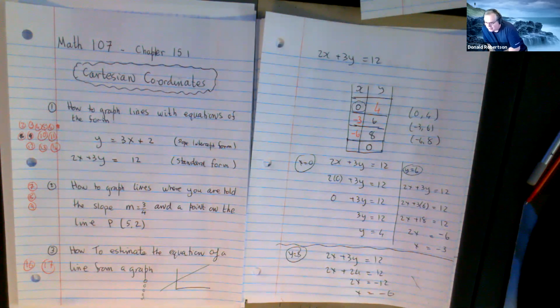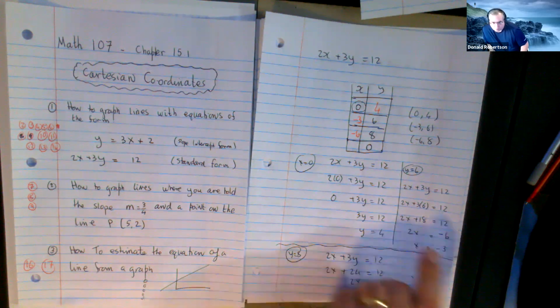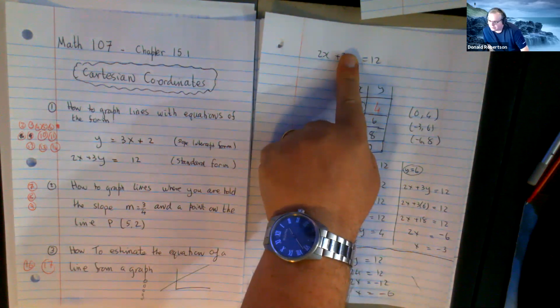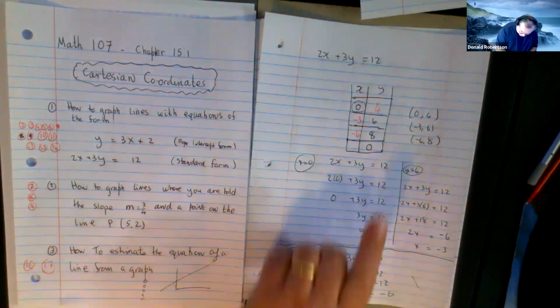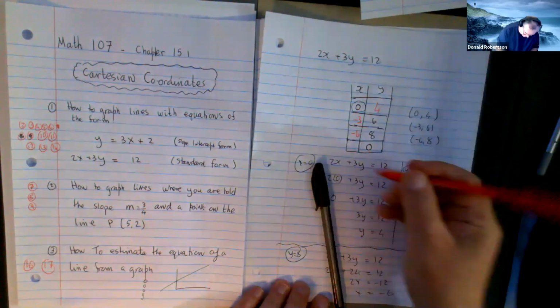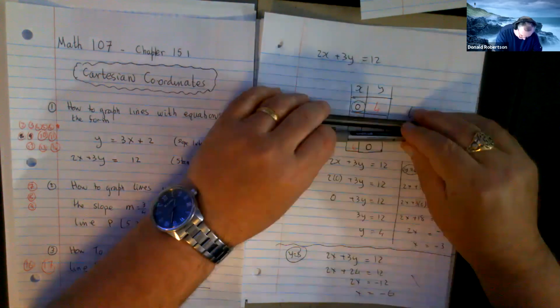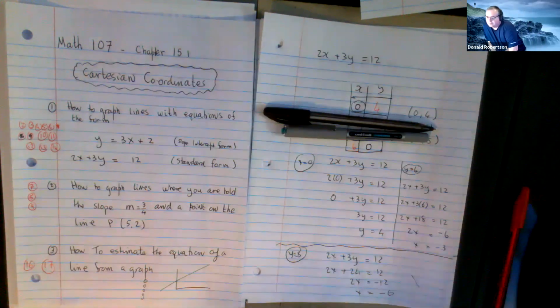Isn't 0 a nice number to work with? It's an easy number to calculate with. And lastly, it very often works. Now, if I try y equals 0, won't this become 2x equals 12? And won't that give you 6? So do you see that the way I did it, that would have been my first two choices.